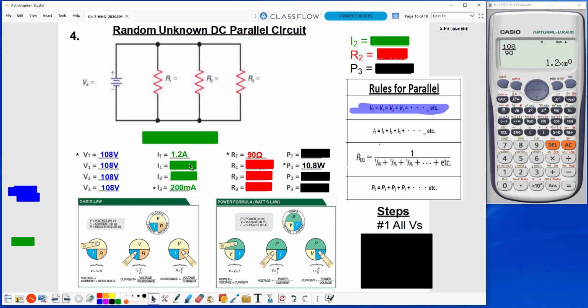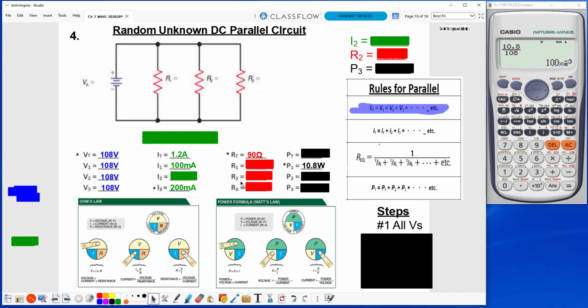So for I1, I do have the voltage and the power. The P always goes on top in the power formula. So it's 10.8 divided by 108 volts. This gives me 100 milliamps. So now I have 100 milliamps and I have 200 milliamps. I'm still looking for I2.